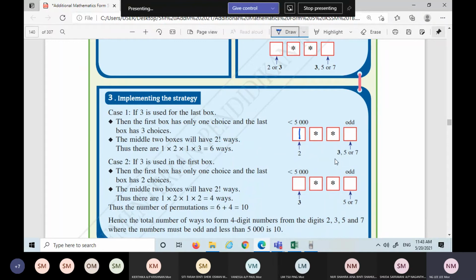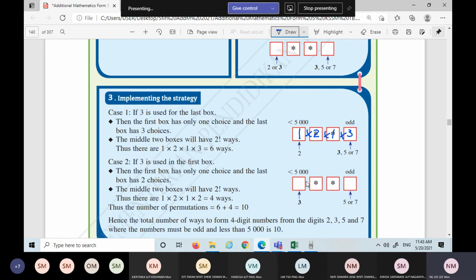Only one choice. Then the last digit, you have 3 choices. After you put in 2 digits already, out of the 4, you still have 2 more. So you put into the middle digit, 2 choices left. After that, 1 choice. So this is for the first case. The number of ways is 1 times 2 times 1 times 3.